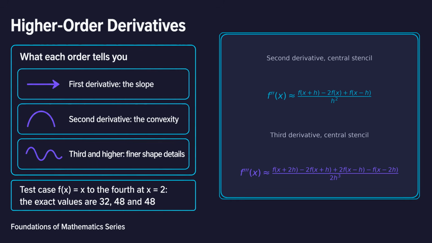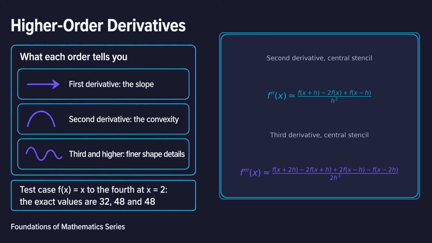Numerically, each order gets its own stencil. The second derivative is approximated by f at x plus h minus 2f at x plus f at x minus h, all over h squared, which is a symmetric three-point pattern. The third derivative needs 4 points and a wider reach.